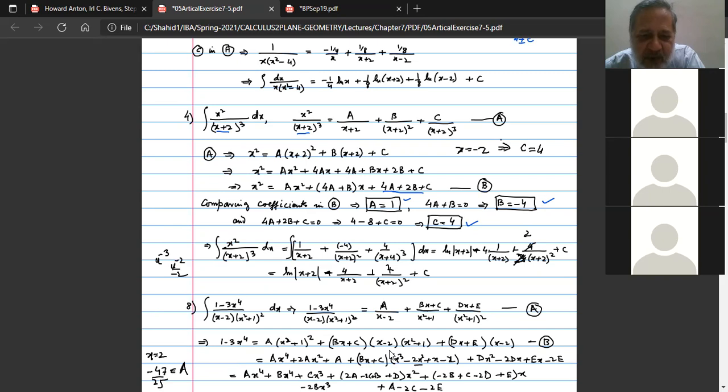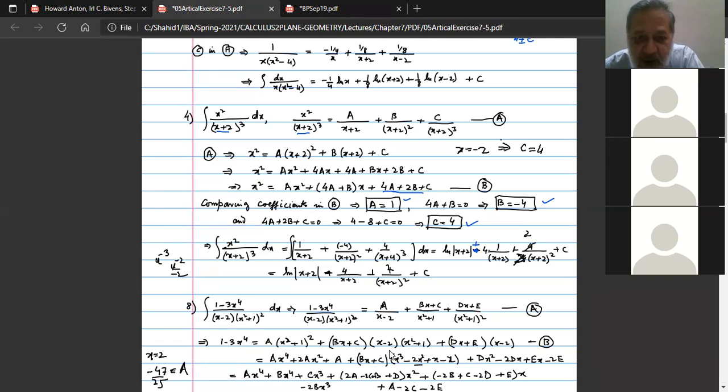Integral of 1 upon x plus 2 is simple log x plus 2. -4 separated. The rest of it is 1 upon x plus 2 whole square power integral की वजह से ये माइनस हो जाएगा. तो -4 नो माइनस कैसे हो जाएगा? -4 तो पहले से था.